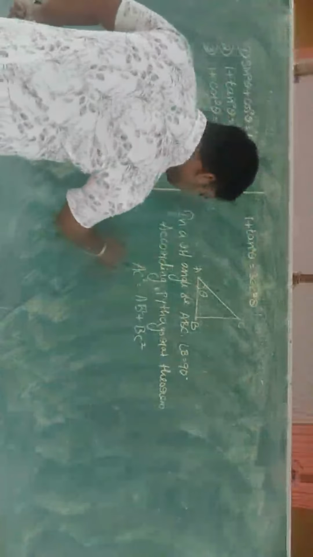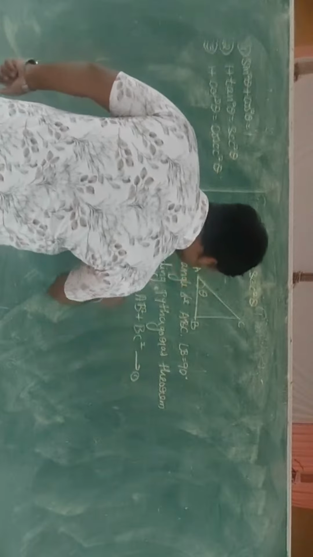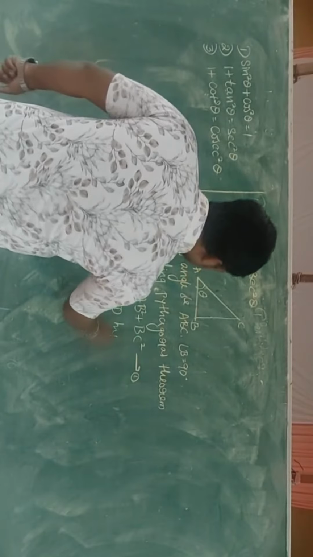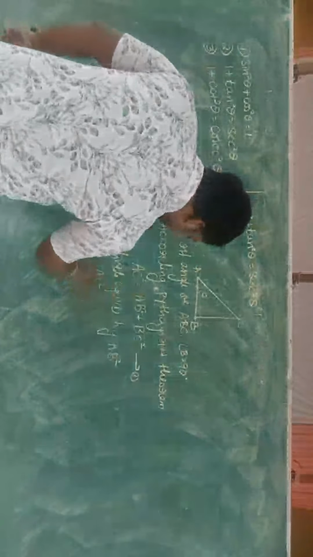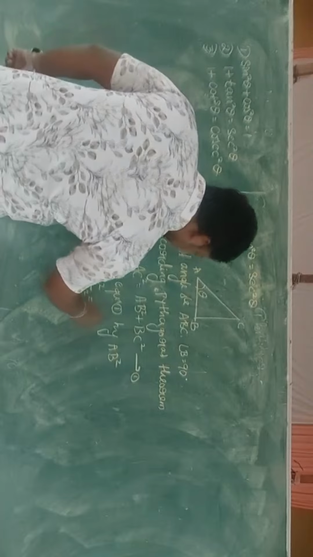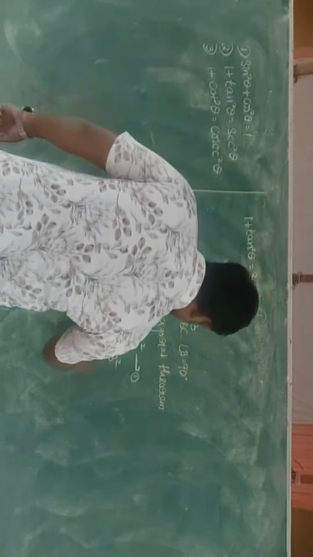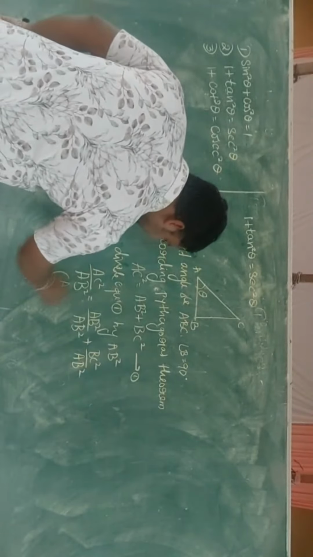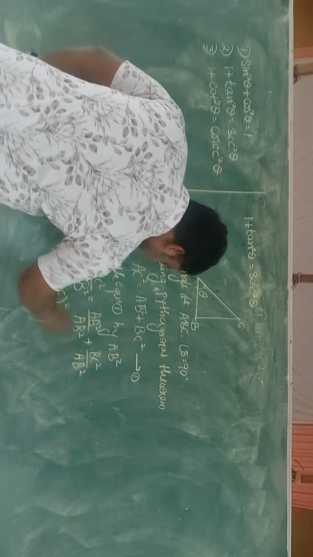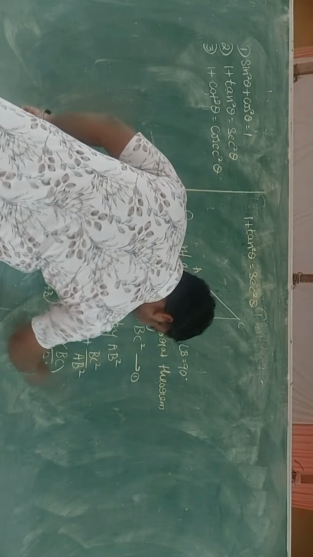So call it equation 1. Divide equation 1 by AB square, because AB is the adjacent side. Now AC square upon AB square is equal to AB square upon AB square plus BC square upon AB square. So how will I write this? AC upon AB whole square, AB square cancels, 1 plus BC upon AB whole square.